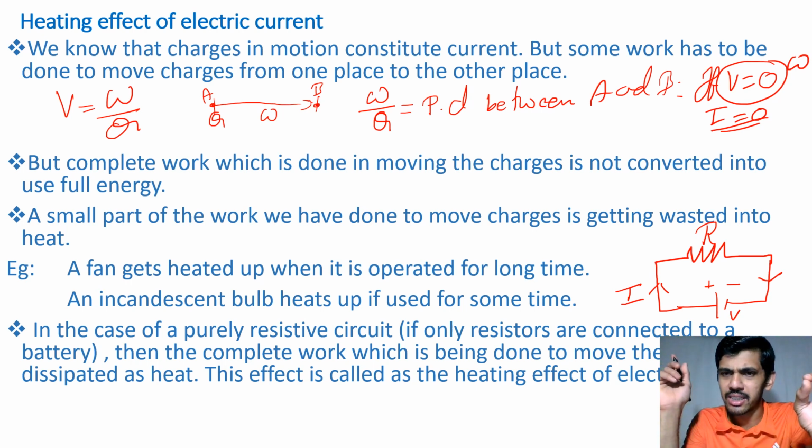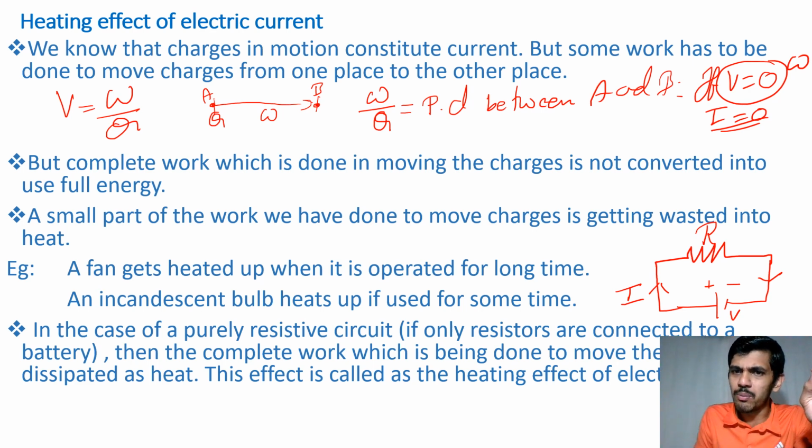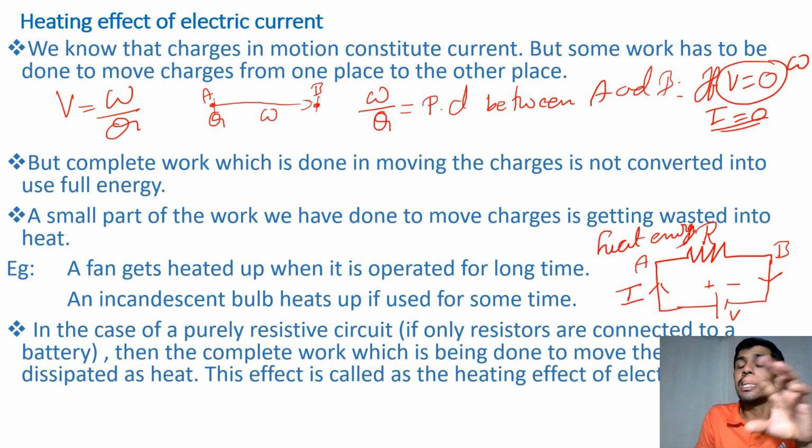So the complete work which is done on this circuit in moving the charges from the point A, say this is the point A, to B, is completely converted, or completely dissipated, as heat energy. This effect of conversion of the complete work done to move the charges into heat is called the heating effect of electric current.